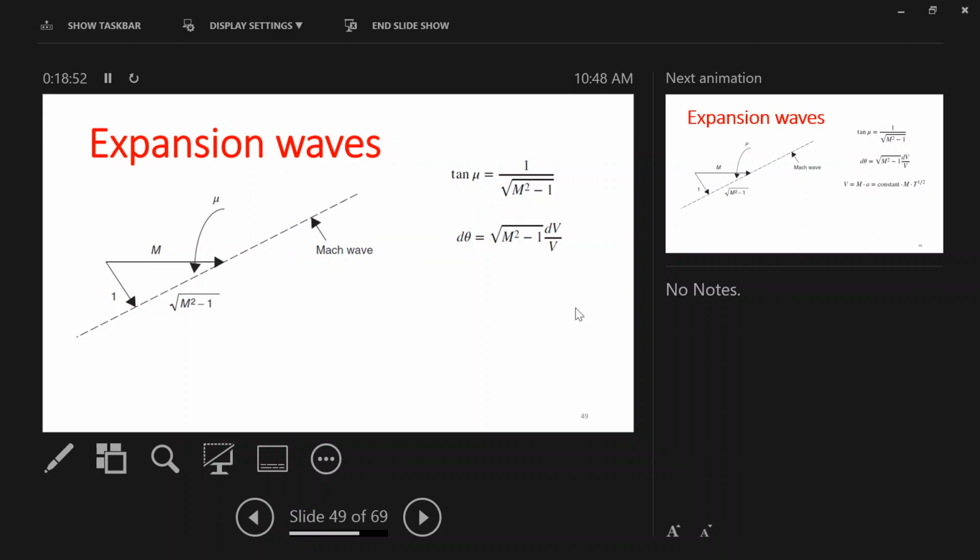And we also know that v equals M multiplied by a, which is the speed of sound. And the speed of sound is a constant multiplied by the square root of T, or sqrt(gamma R T). Gamma and R are constants. So a equals the square root of gamma R T. We can change this to a constant multiplied by the square root of T, right? You can replace that there. So V is going to be equal to a constant multiplied by M times the square root of T.